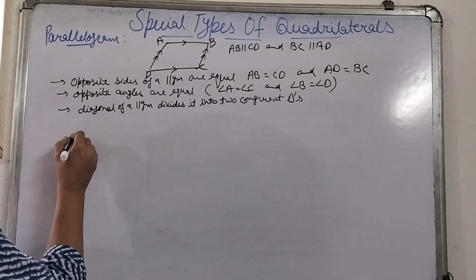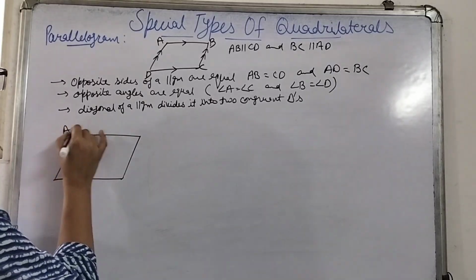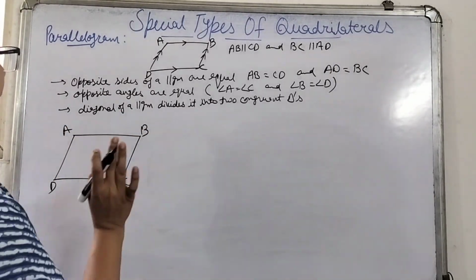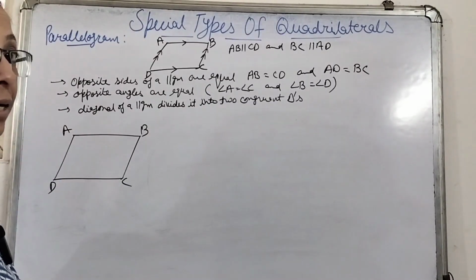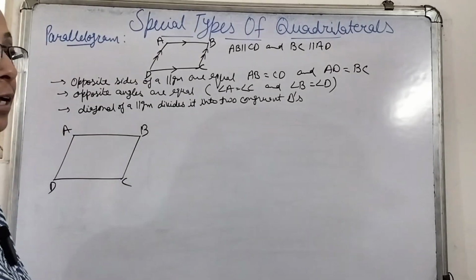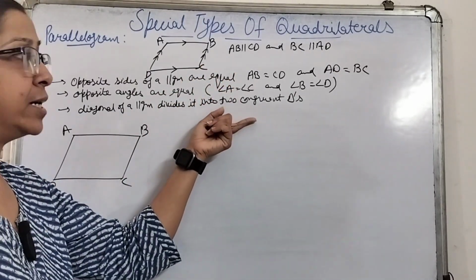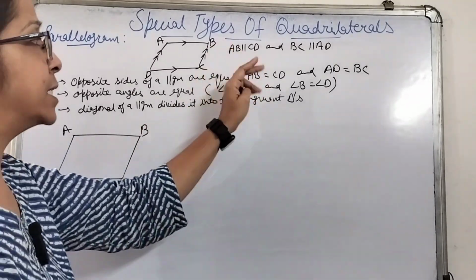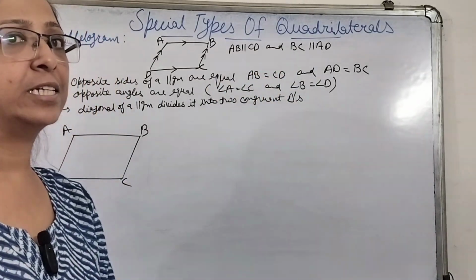Let's understand it. Suppose this is a parallelogram ABCD, and we know that in a parallelogram both pairs of opposite sides are parallel. This is the condition for a quadrilateral to be a parallelogram. Now we have to prove all this. We cannot take all these as assumptions. We have to prove all these statements. Simply what we can take is that both pairs of opposite sides are parallel. Only this we can take.